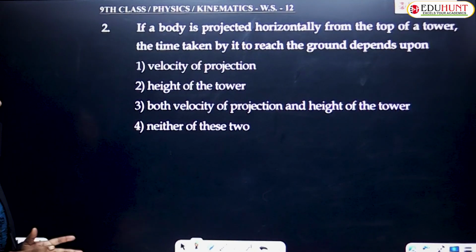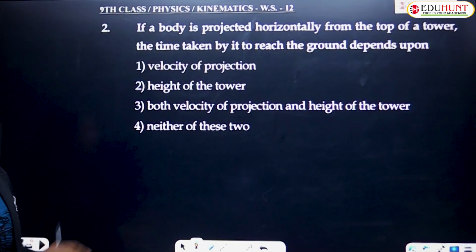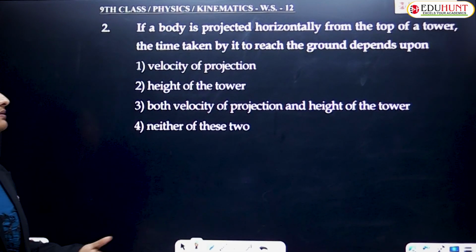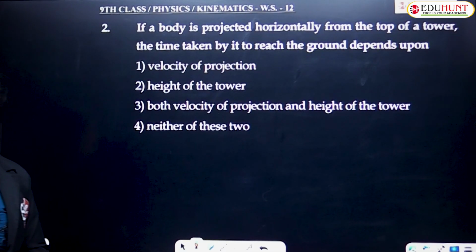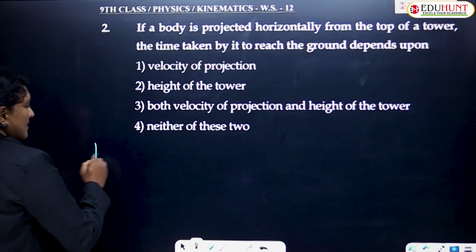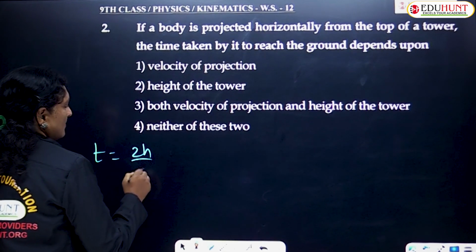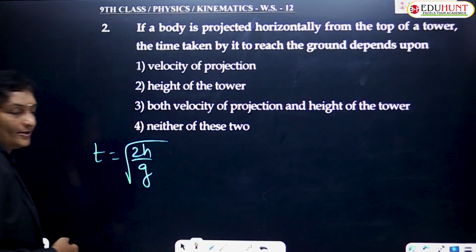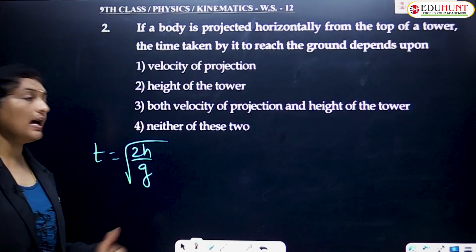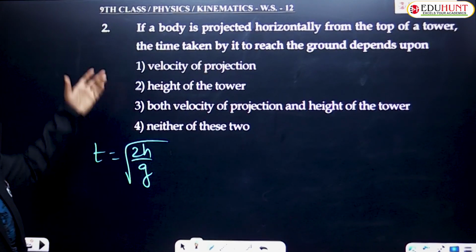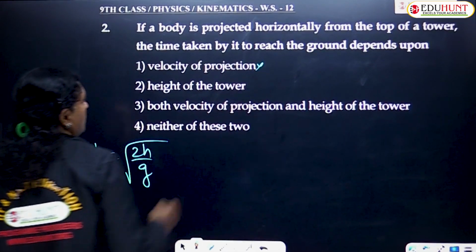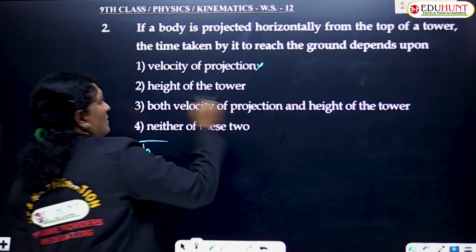Second question. If a body is projected horizontally from the top of a tower, as in the previous case, the time taken by it to reach the ground depends on what factors? The time taken to reach the ground is always given by root over 2h by g. So it depends on the height of the tower as well as the acceleration due to gravity. Let us see what has been given. Does it depend on velocity of projection? No. Does it depend on height of the tower?